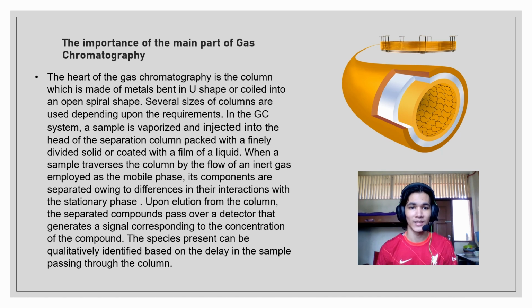When a sample traverses the column by the flow of an inert gas employed as the mobile phase, its components are separated owing to differences in their interactions with the stationary phase. Upon elution from the column, the separated compounds pass over a detector that generates a signal corresponding to the concentration of the compound. The species present can be qualitatively identified based on the delay in the sample passing through the column.